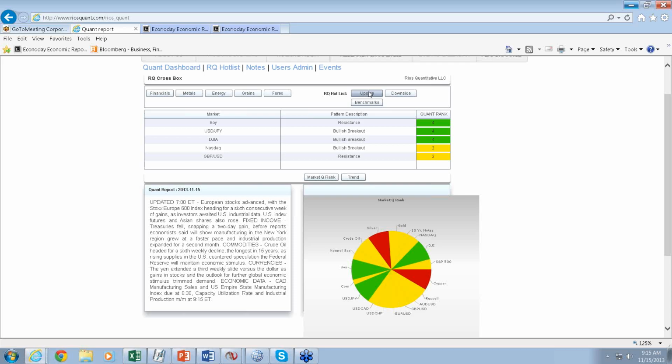Meaning, if they show up on the sell side, if this is the upside list, but soybeans are on the sell side of the chart, do you want to take that? No. If the dollar-yen is on the buy side of the chart, the bullish region of the chart, you would want to take that, or at least look at it as a candidate.